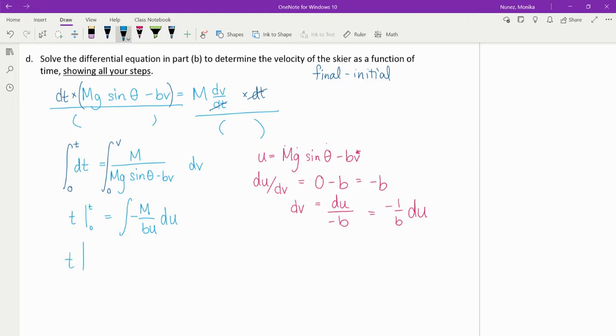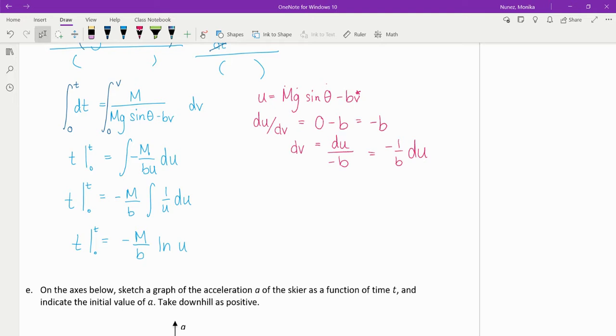Let's leave this left-hand side of the equation as it is here. On the right-hand side, I can pull out my constants. m and b are constants. So I have the integral of 1 over u du. You'll learn in calculus class, as well as can be found on the equation sheet, that the integral of 1 over u du is simply the natural log of u. Again, that's something else to memorize for calculus, but you can find it on your equation sheet in AP Physics.